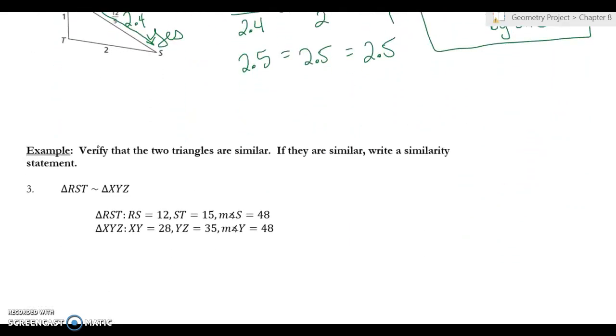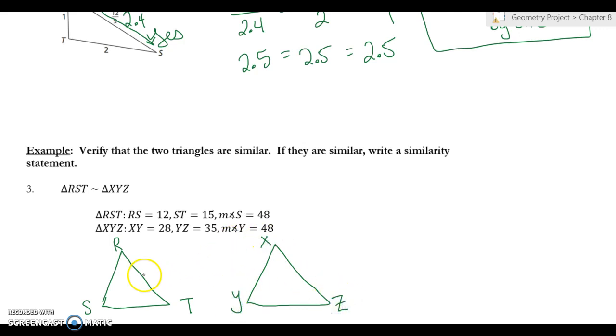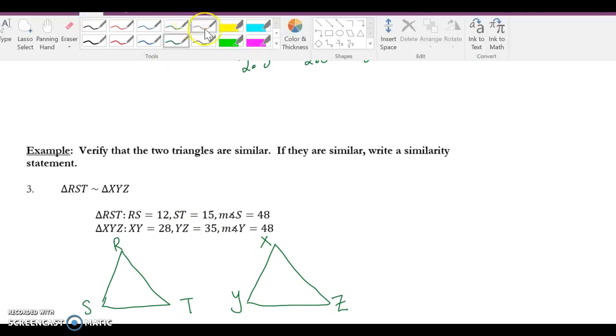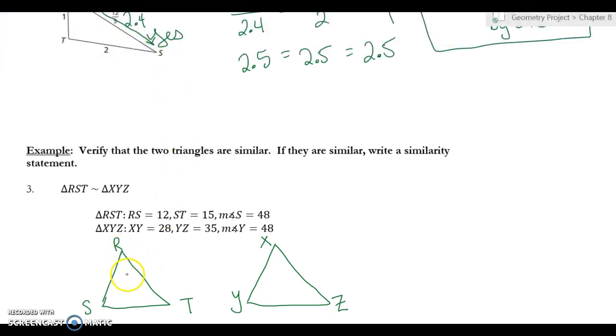Let's verify that they're similar. Okay, so first thing I'm going to do is try and draw a picture. Now, I don't draw pictures to scale. I just draw pictures for reference so that I can see that things are in the same spot. So I'm going to draw them exactly the same. I'm not really going to turn them. I'm not going to make anything harder on myself than it needs to be. Even though they're supposed to be similar, it's okay if you write them as the exact same size. Okay, so now RS is 12, ST is 15, and angle S is 48. And then XY is 28, YZ is 35, and angle Y is 48.